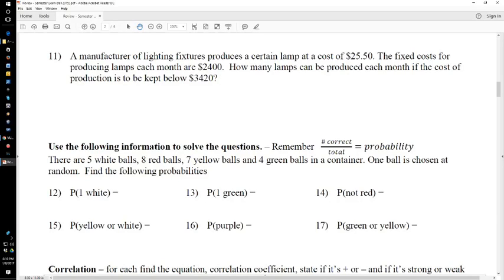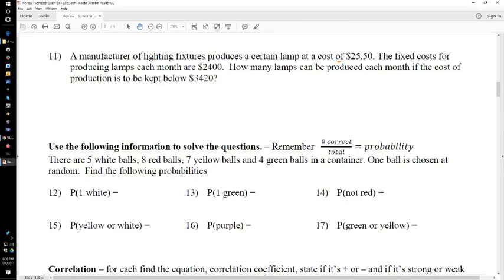Last one of this type is a manufacturer of lighting fixtures produces a lamp at a cost of $25.50 each. So it costs him $25.50 to make one. The fixed cost for making the lamps is $2,400 a month. How many lamps can be produced if the cost of production needs to be kept below $3,420? So $3,420. So we got two costs.